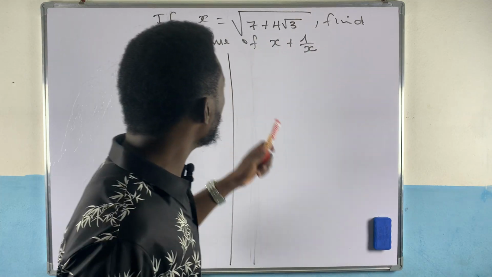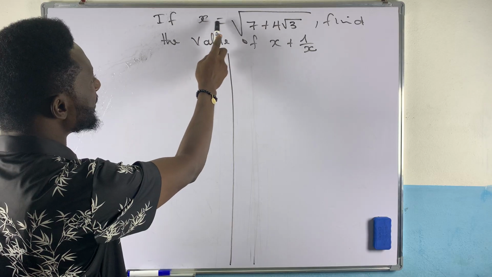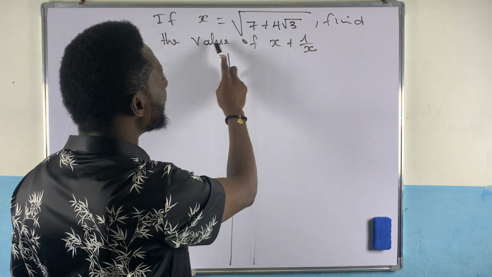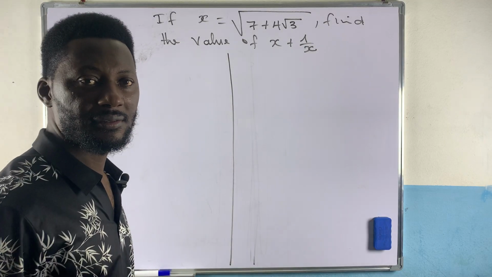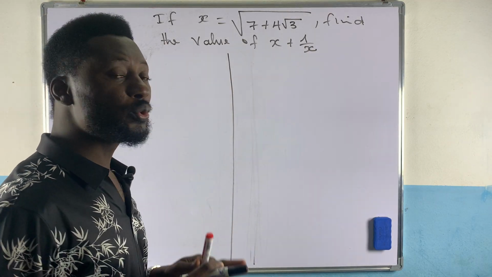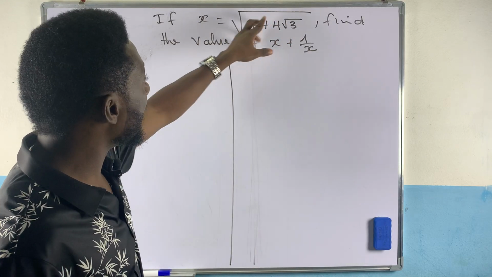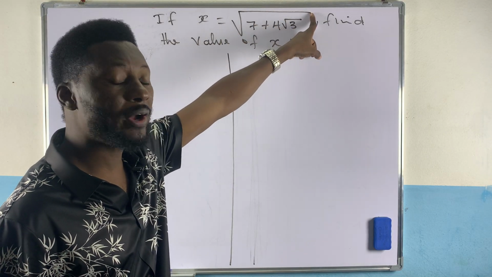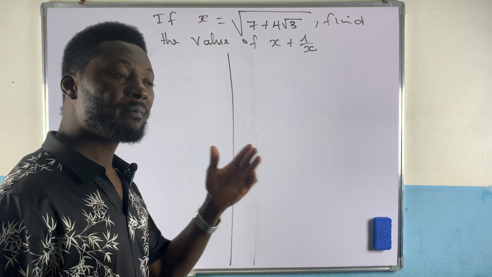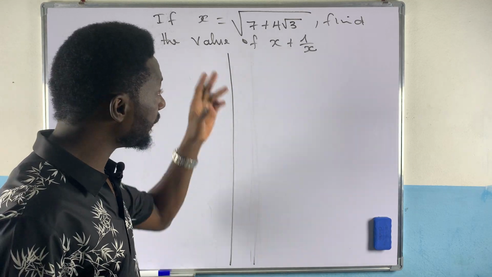Okay, if you look at the board, we are given that x equals the root of 7 plus 4 root 3. They say find the value of x plus 1 all over x. Now, the temptation most students would fall into would be to square both sides. Squaring both sides to eliminate this square root will automatically lead to so many radicals and a very long method of handling this problem.